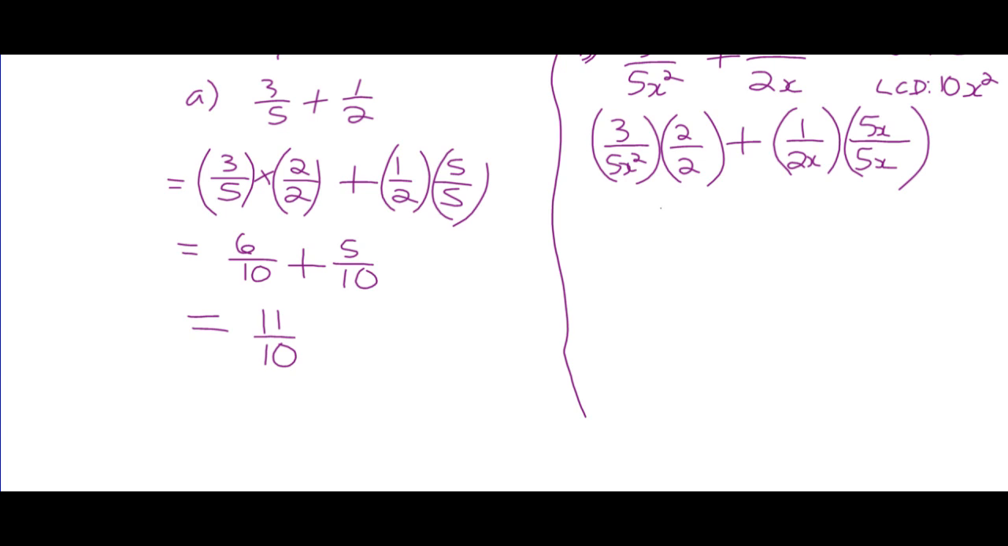All right, what do we got here? We get 6 over 10x squared plus 5x over 10x squared.